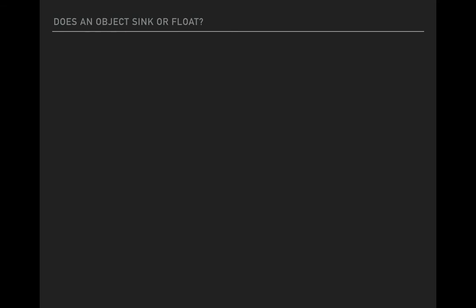Okay, does the object sink or float? When we look at an object that's submerged in a fluid, we'll have two forces acting on it. If it has a mass, it's got a weight, so there's a weight acting vertically down. And if it's in the fluid, it has this upthrust or buoyancy force. If the buoyancy force is greater than the weight, it means the force up is greater than the force down. That means the object will float. It'll rise up and float to the top.